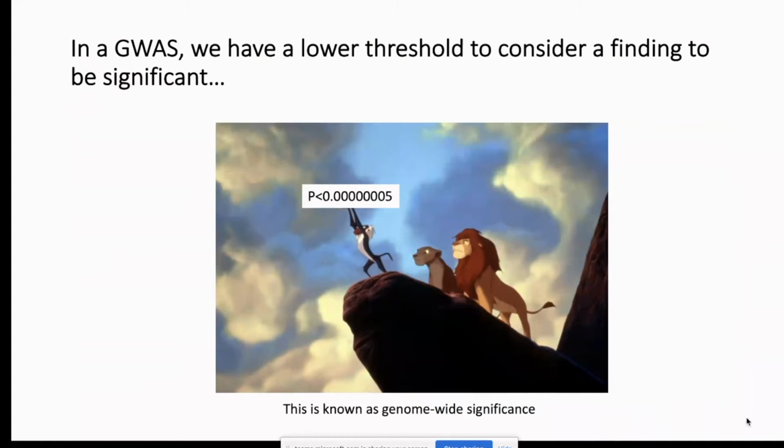However, in genome-wide association studies, the threshold to consider a finding significant is much lower. So it's p is less than 5 × 10⁻⁸, and this is known as genome-wide significance. Whereas in most of science, if you get a p-value less than 0.05, we say it's significant. But in a genome-wide association study, for the SNP association to be significant, the p-value has to be less than 5 × 10⁻⁸.